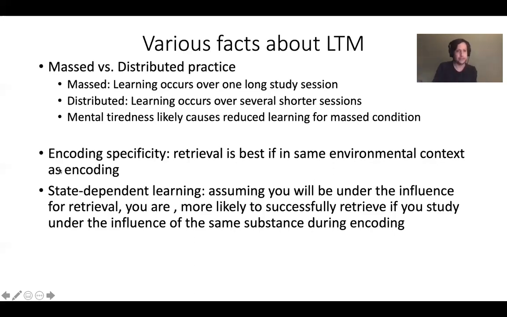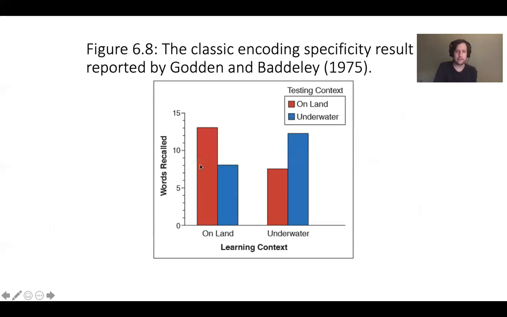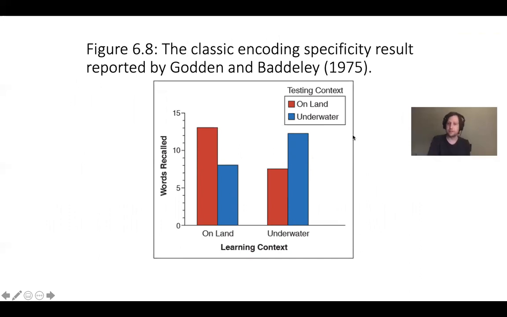We'll also talk about these two other facts down here: encoding specificity. Here's the famous study about encoding specificity. You're learning a list of words, and that's the learning context. And you either learn on land or you learn underwater.